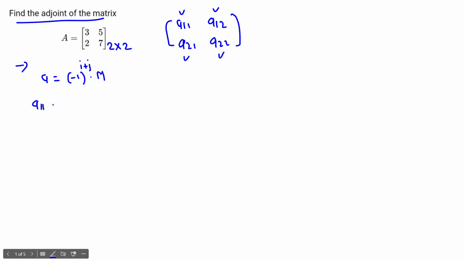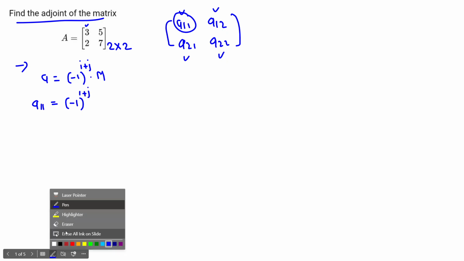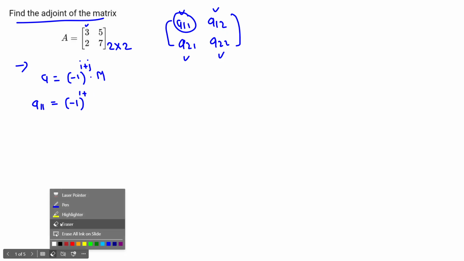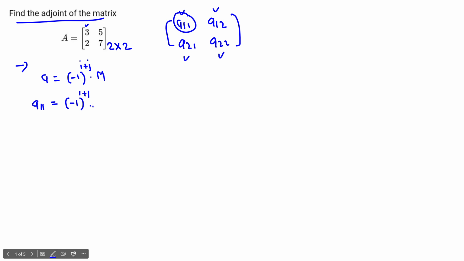Initially, I'm finding the value of A11. A11 means this point, and in the problem it is 3. So minus 1 raised to i plus j, where i is 1 and j is 1, so 1 plus 1, into m. M is the opposite point of 3, that is 7. So minus 1 squared into 7: minus 1 squared will be plus 1, and 1 into 7 will be 7. So this is the value of the first cofactor.